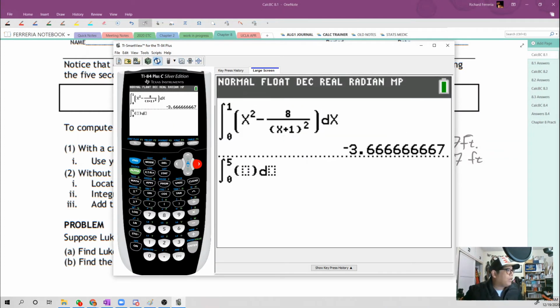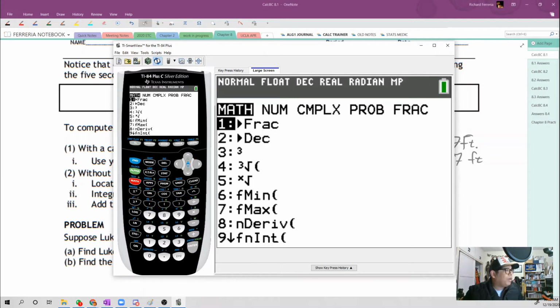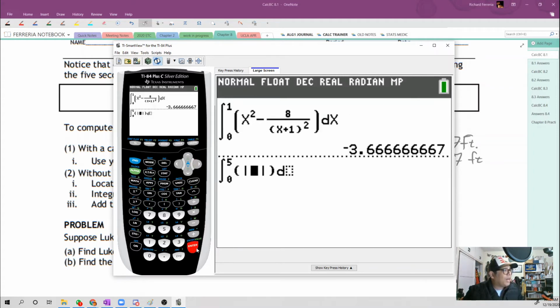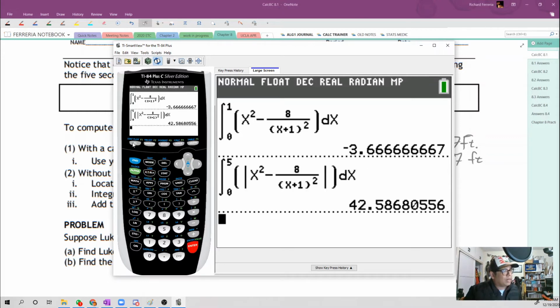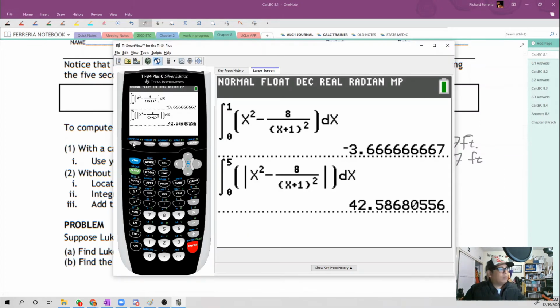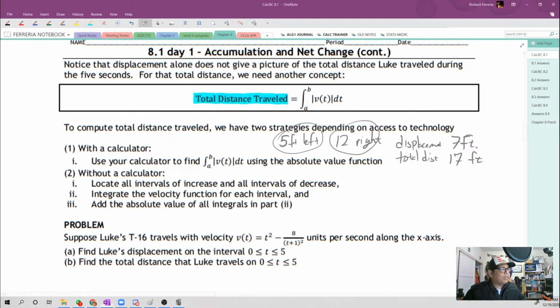Over on our calculator, we just push the math button over here, and we scroll over to the right, and we see abs, which is absolute value. And that puts those absolute value brackets. So we can build our function inside the absolute value brackets, push enter, and we will get our total distance is 42.586, which is a little bit more than that 35 that was the displacement. So total distance traveled, 42.586, displacement 35.